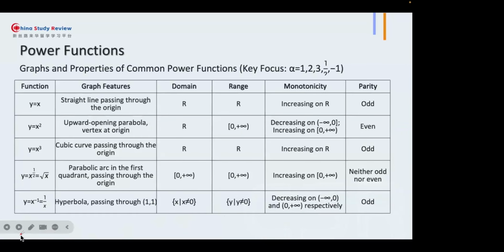Okay, in this slide, you have power functions. For power functions here, for example, y equals x, the square of x, the cubic of x, square root, and the reciprocal, right? So for these functions, what's important is that you need to know the domain, the range, the graph features, and especially for these two, okay? These two are important.